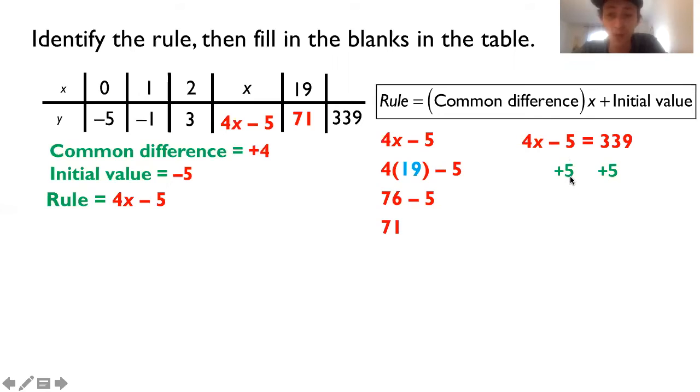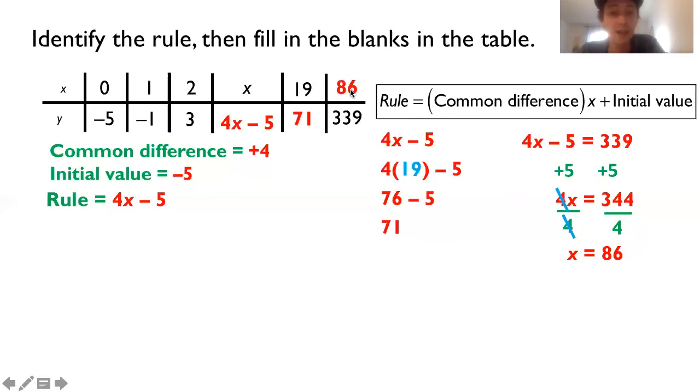And of course, whatever I do to the left, I also have to do to the right. So now I've got 4x equals 344 after I add 5 to both sides. Last thing I've got to do is divide this by 4, because the opposite of a multiplication by 4 is a division by 4. And that means I've got to divide that side by 4. And ultimately I get x must be 86. There we go.